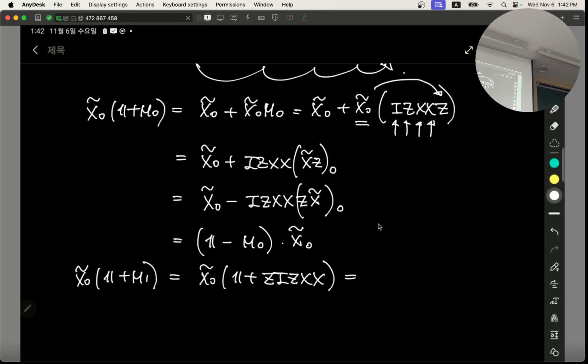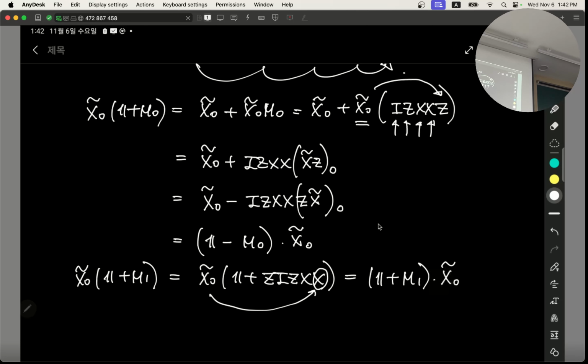Because it applies here, the x gate, right? You have two x gates. You can change the order of two x gates, of course, so the sign doesn't change. Just simply doing algebra here: 1 plus m1 times x0 tilde. So the sign doesn't change.